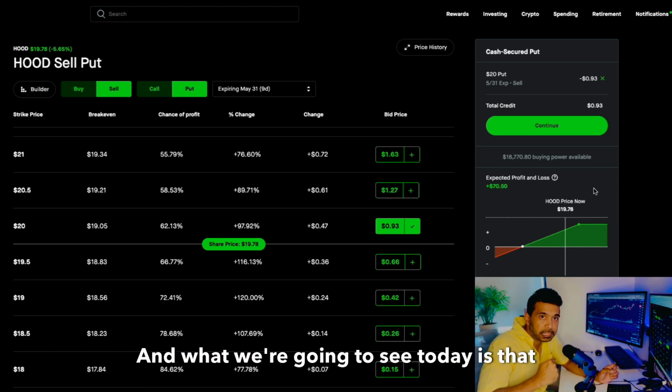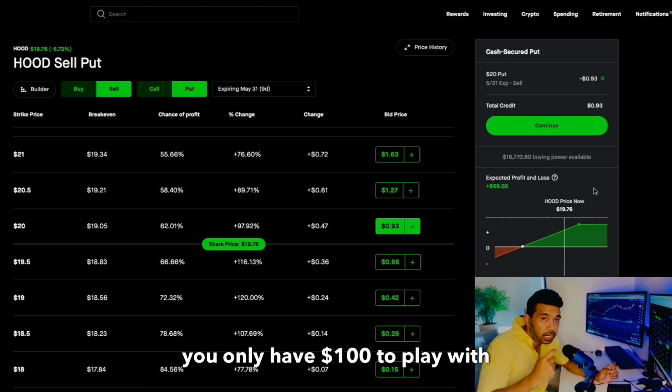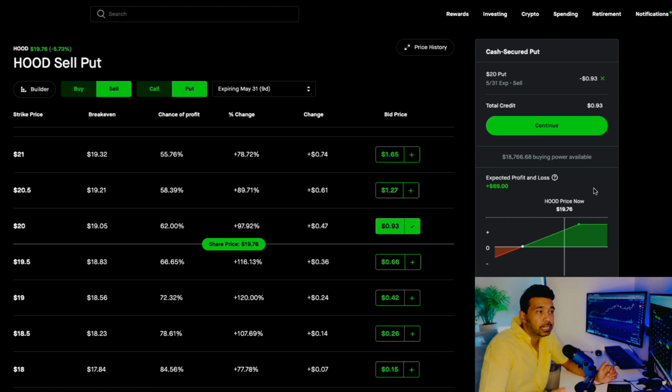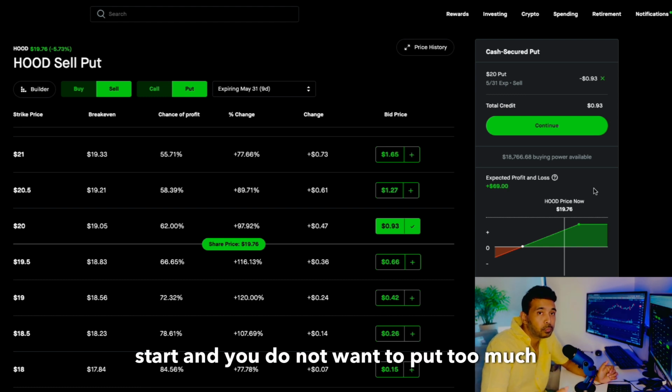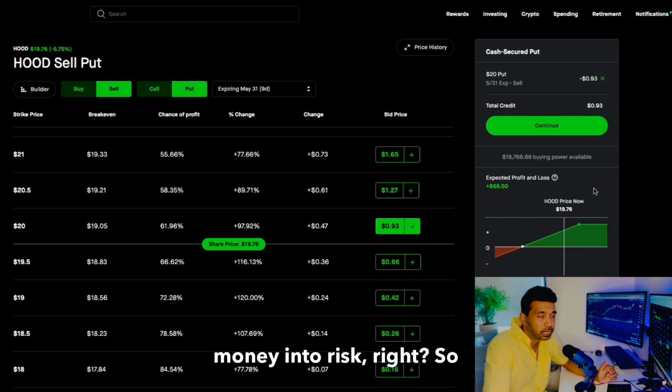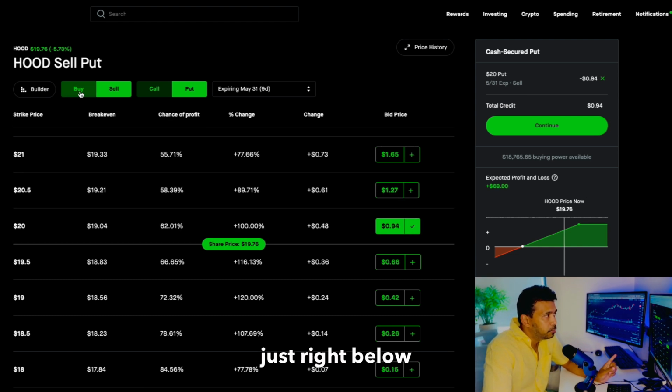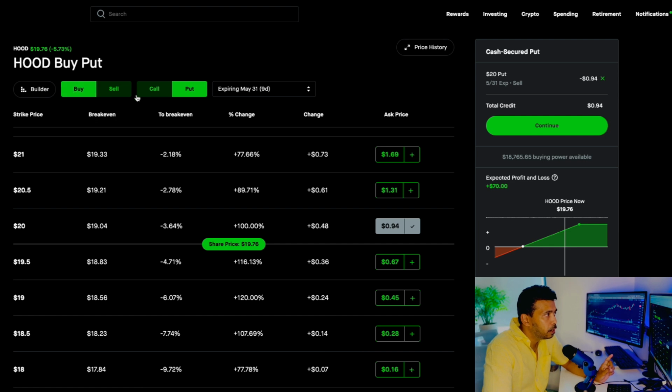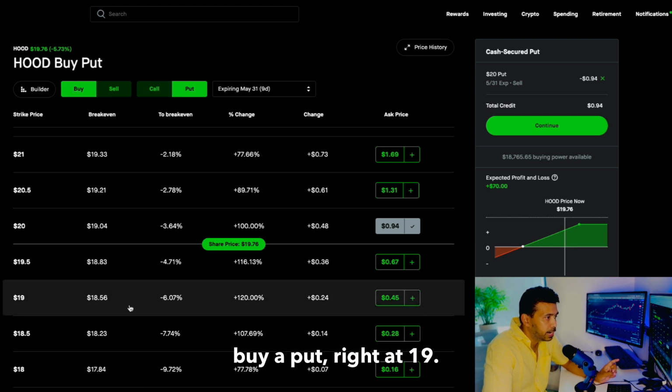And what we're gonna see today is that you only have $100 to play with, or you want to just start and you do not want to put too much money at risk, right? So for that, what you can do is just right below, you buy a put at 19.